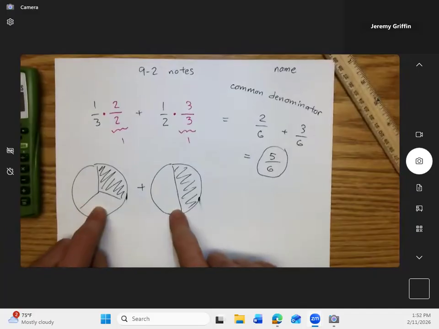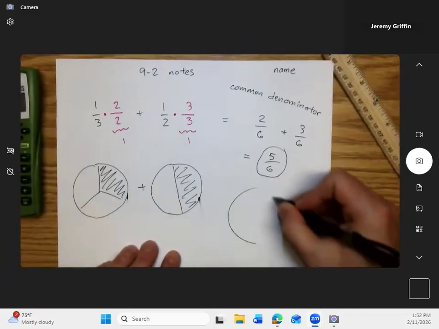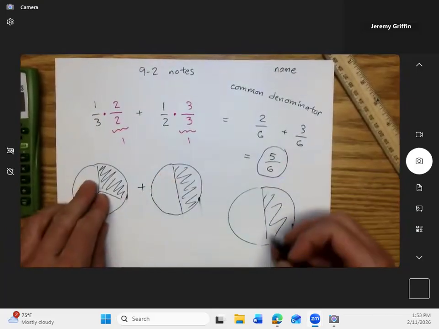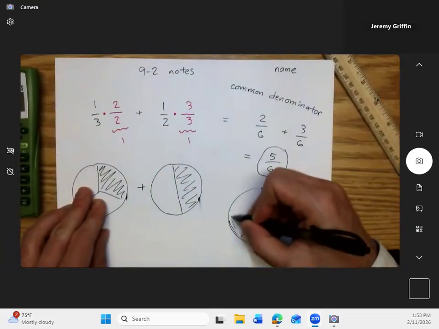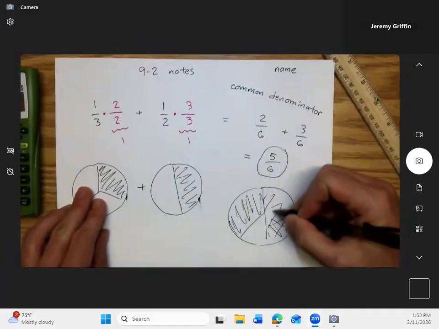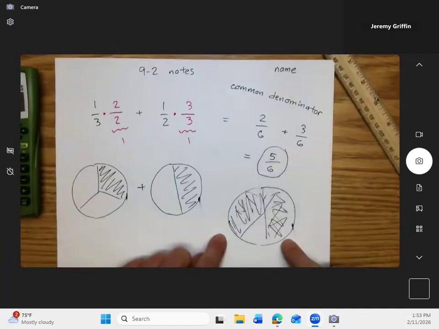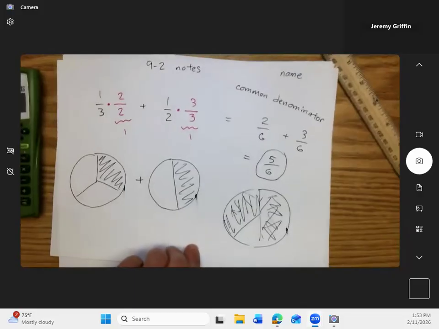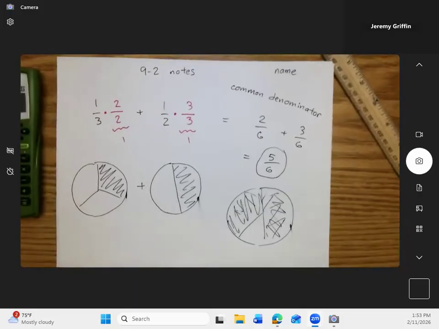Going back to my pizza slices to finish the visual: if I take this half and I combine it with this third, maybe that could go about like this. What I have altogether is 5/6 of a pizza. Alright, let's do another warm-up example. Everybody got that? Yeah.